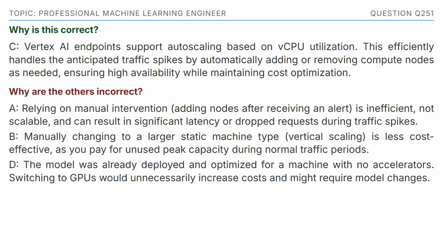A. Relying on manual intervention, adding nodes after receiving an alert, is inefficient, not scalable, and can result in significant latency or dropped requests during traffic spikes. B. Manually changing to a larger static machine type, vertical scaling, is less cost-effective, as you pay for unused peak capacity during normal traffic periods. D. The model was already deployed and optimized for a machine with no accelerators. Switching to GPUs would unnecessarily increase costs and might require model changes.